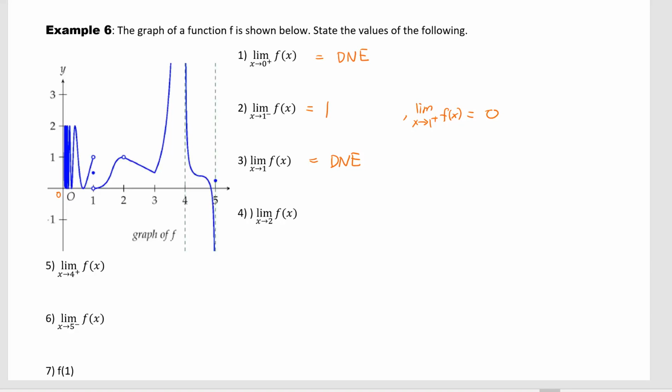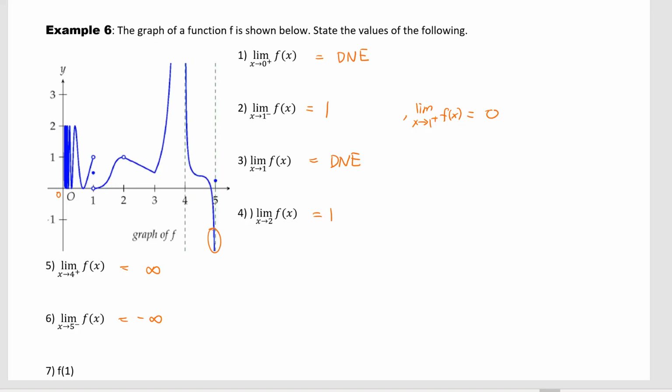And then how about the limit as x goes to 2? Well, you see the left-side limit and the right-side limit actually agree. So they agree and equal 1. So we have that. How about x goes to 4 from the right? From the right is here. Oh, you can see it goes to positive infinity. How about x goes to 5 from the left? From the left, oh, you see right here. So it goes to minus infinity.